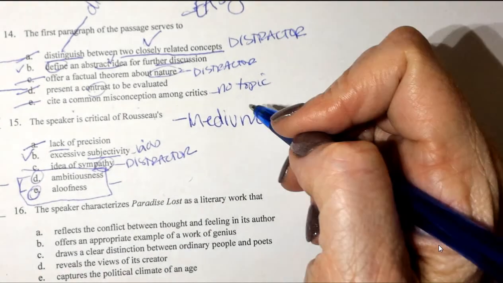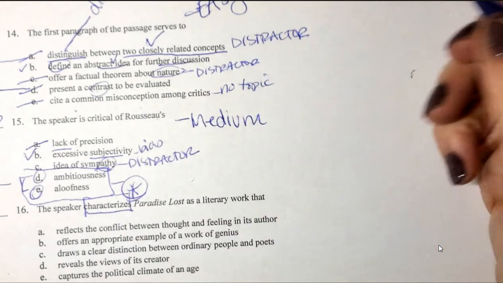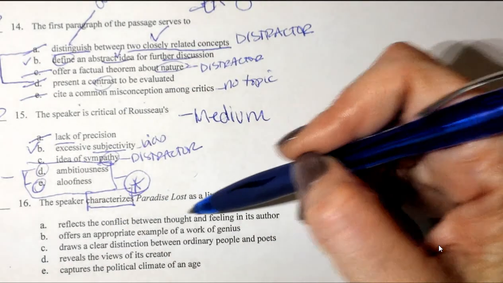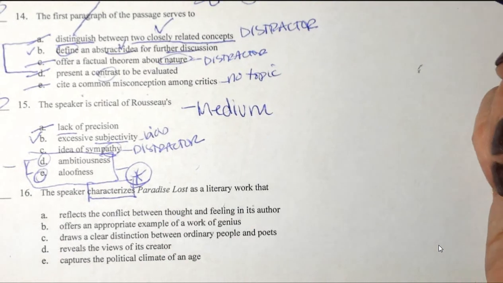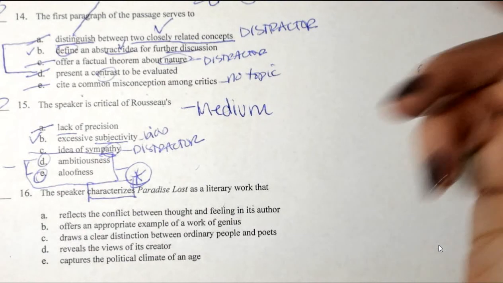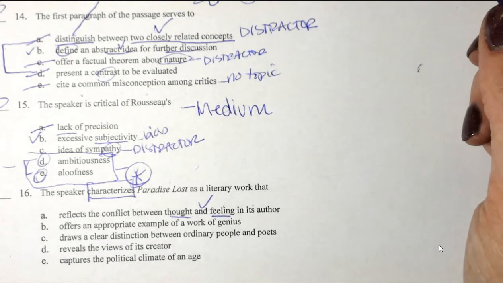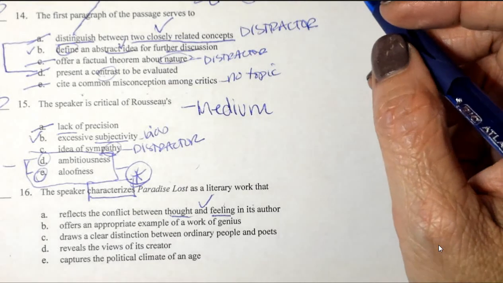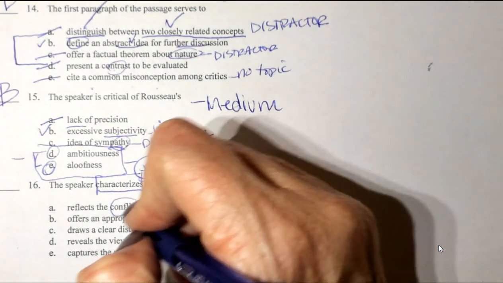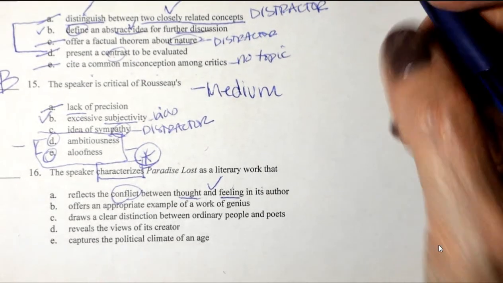All right, so the speaker characterizes Paradise Lost as a literary work. So characterizes is your key term. Reflects the conflict between thought and feeling in its author. I think part of that is right and part of that is wrong. I mean, reflecting his thoughts. Yeah, thoughts and feelings I think are correct, right? Because if I go back and I look at the idea of his bias and opinions, right, are the same, I'm like, okay, those are thoughts and feelings, right? But I think this is what makes it wrong. And sometimes answer choices are that specific that this one answer makes it wrong.